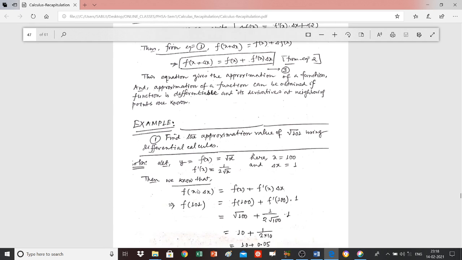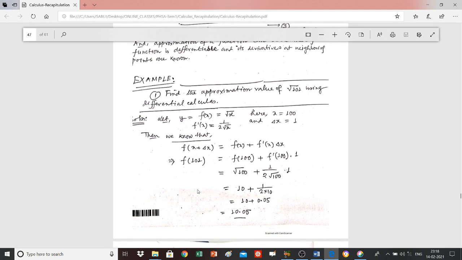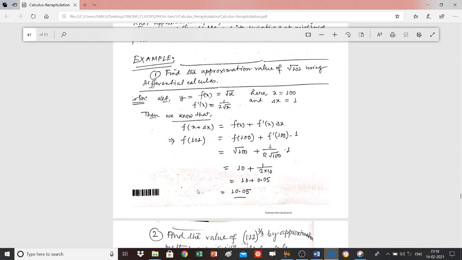You have to know this. Now the examples are here, from which you can understand the application of the approximate value of a function and its beauty. The first one is: find the approximation value of root over 101 using differential calculus. You write y is equal to f(x), and since it is the square root of a number, write it as root over x. So y is equal to f(x), that is equal to root x.